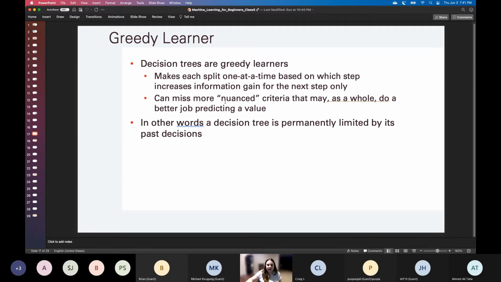Basically, it doesn't look ahead at the most efficient way to do it as a whole. At every step, it finds the most efficient way at that step, and it has no memory of what it did before. That next split is completely unrelated to everything that it did above. So it makes a new decision each way.